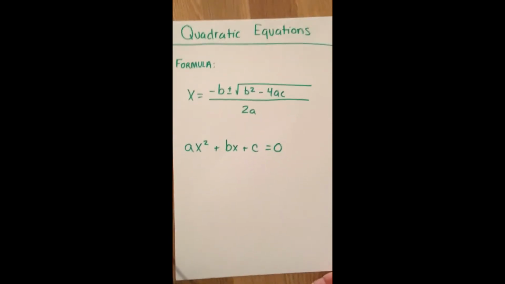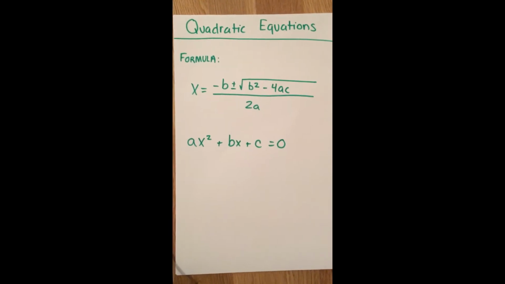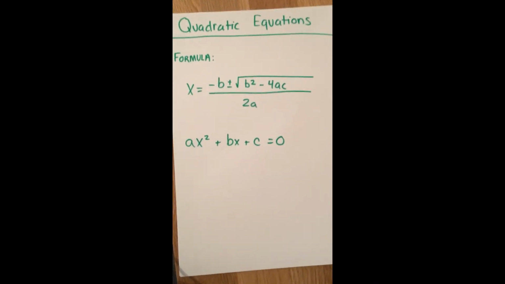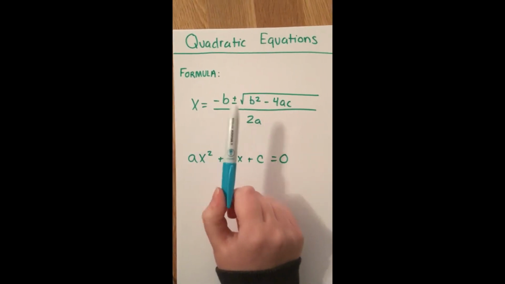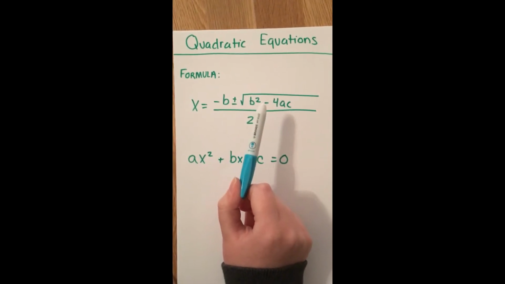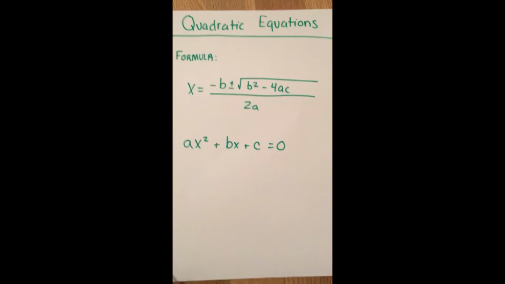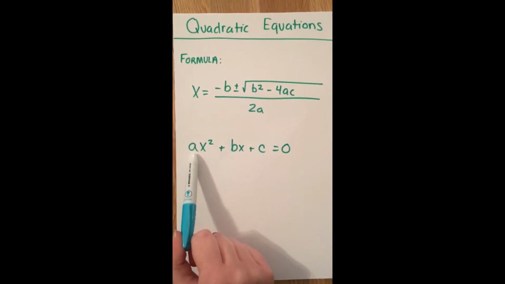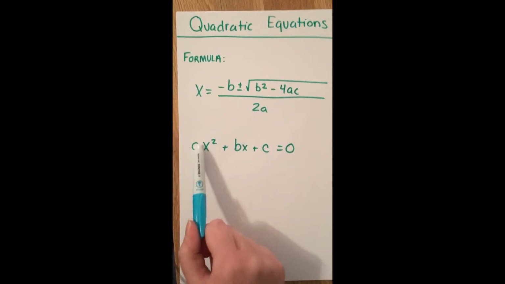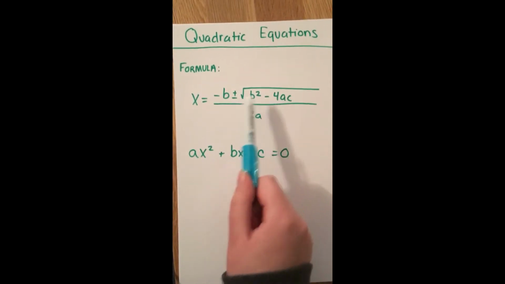I will link a video to a song to help you memorize it if you want to memorize it. Usually you have to memorize it, but not this year. So it's x equals negative b plus or minus the square root of b squared minus 4ac over 2a. When we have an equation that looks like this, we're just plugging in a's, b's, and c's into the equation, and we are solving.